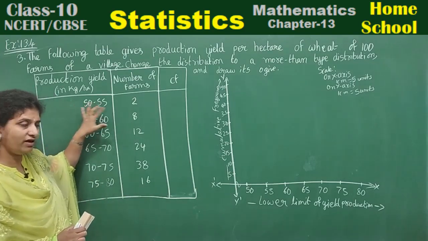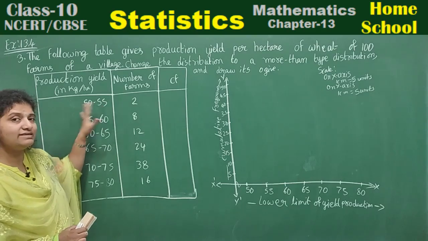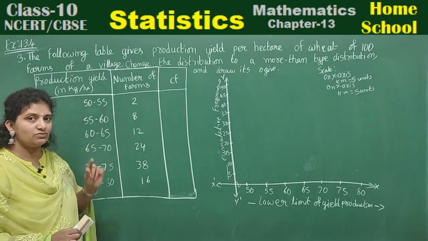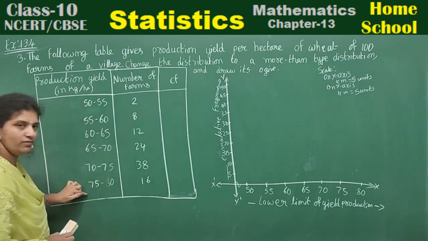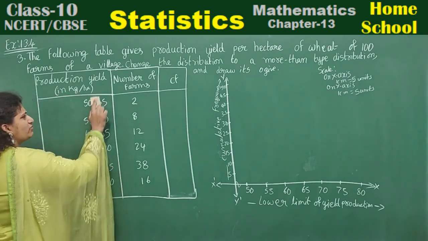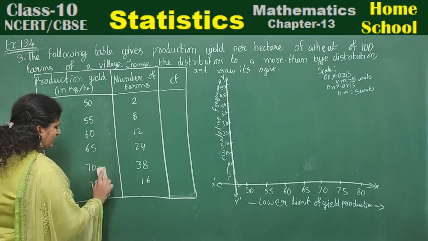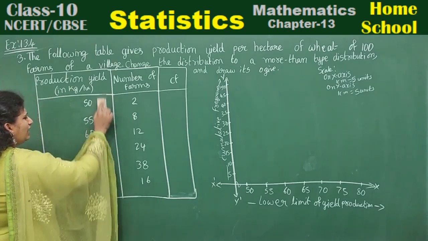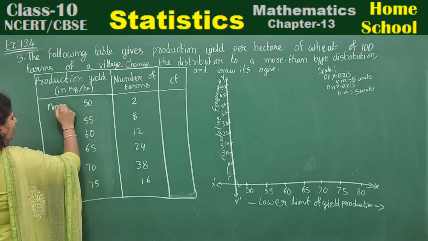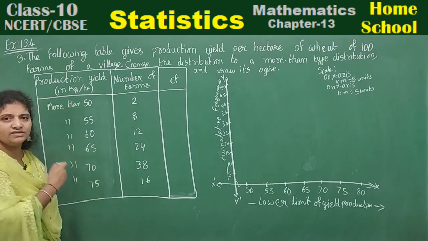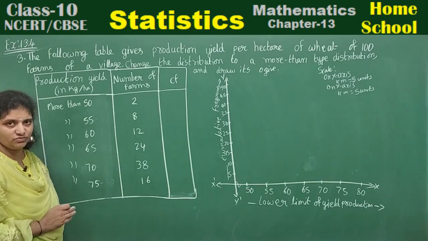50 to 55 means more than 50, less than 55. This is where I use the word "more" in this column. Other than this, you remove the remaining. You do it once again in your notebook. Let me clean up this one and write more than 50. Like this, we need to change the distribution.